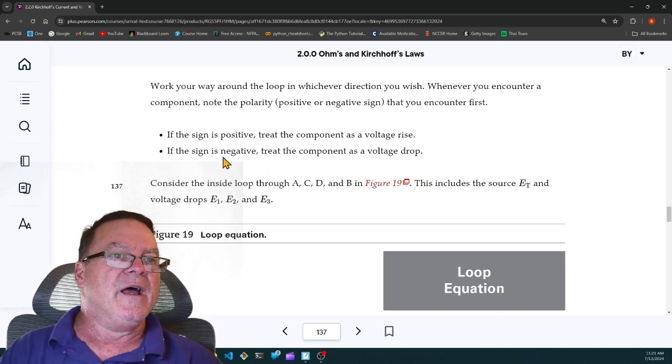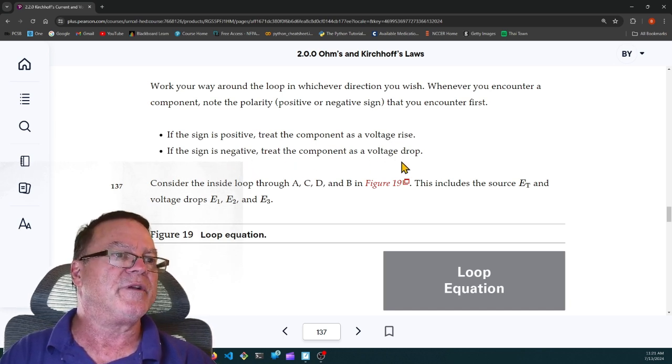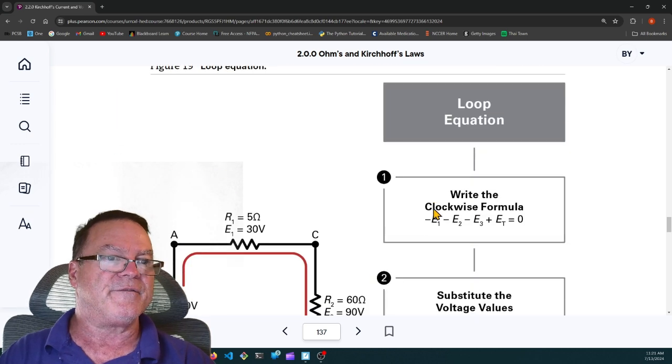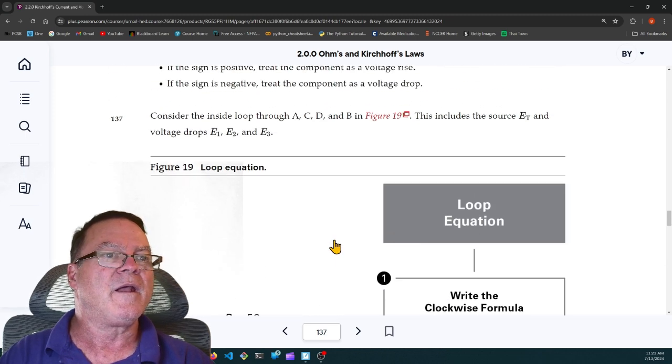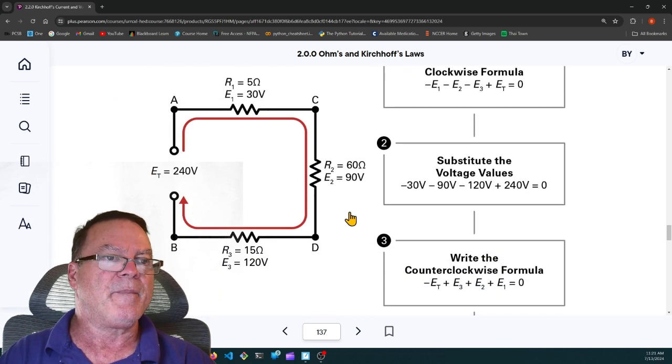So, it says if the sign is positive, treat the component as a voltage rise. If the sign is negative, treat the component as a voltage drop. Consider the inside loop through A, C, D, and B in figure 19. So here's A, C, D, and B. This includes the source, ET, and the voltage drops, E1, E2, and E3.